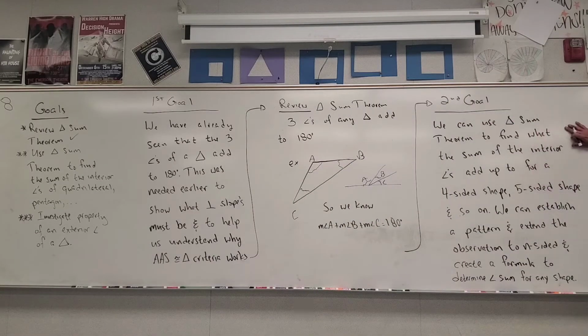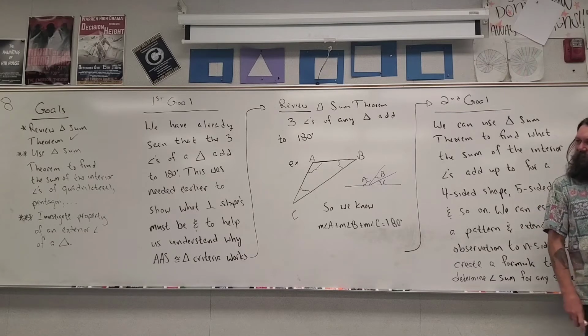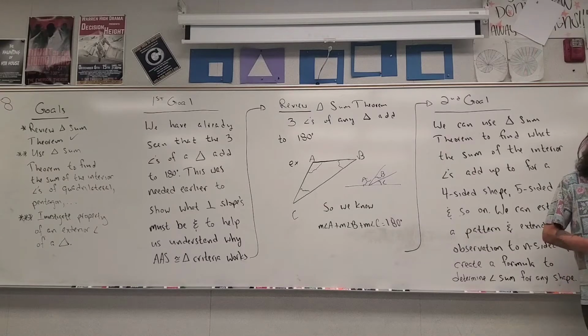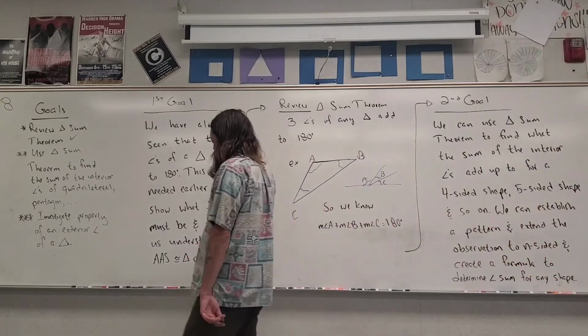We can use the Triangle Sum Theorem to find what the sum of the interior angles add up to for a 4-sided shape, which is a quadrilateral, a 5-sided shape, which is a pentagon, and so on. We can establish a pattern and extend the observation to n-sided and create a formula to determine the angle sum for any shape. We're not using x, we're using n. And that's a reference to what's called a natural number, and the natural numbers are the natural counting numbers: 1, 2, 3, 4, 5, 6, etc. And when we say n-sided, it has to be 3 or more, okay? Because otherwise, there's no interior angles on a 2-sided shape, right?